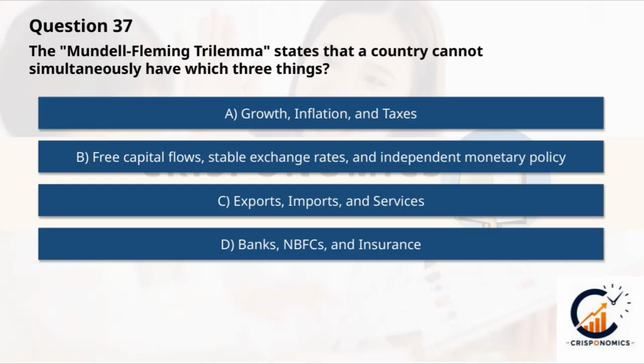The Mundell-Fleming trilemma is a fundamental concept in international economics. It tells us that a country can't have all three of these at once: free capital flows, stable exchange rates, and an independent monetary policy. You have to choose two and give up the third. This trade-off shapes how countries manage their economies in a globalized world. Today, we're exploring why this trilemma matters and what it means for economic policy.